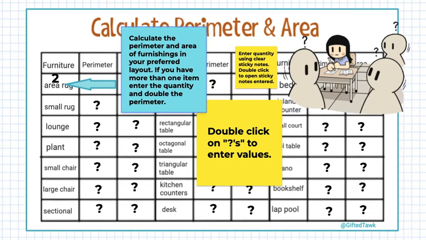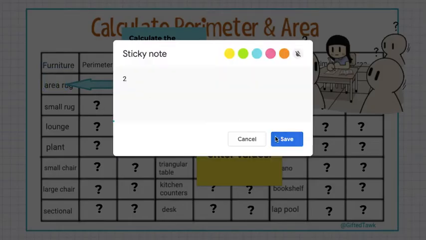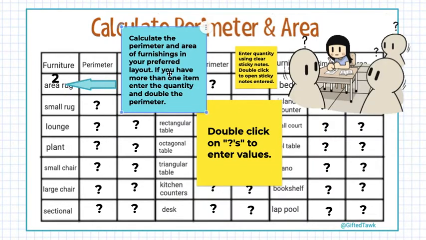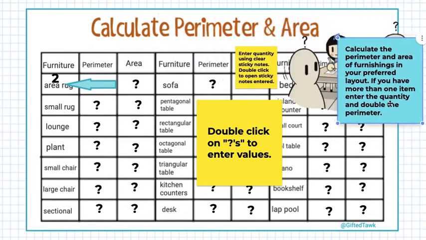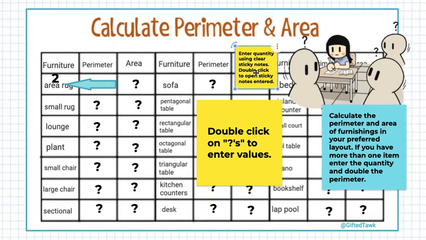So you're going to calculate the perimeter and area of furnishings in your preferred layout. So if you have not used a particular furnishing, you do not have to calculate its area and perimeter. If you have more than one item, enter the quantity and double the area and perimeter. So if you click here, you can see I use an invisible sticky note to add in that I have 2 area rugs. If you just have one, you do not need to put in a quantity.